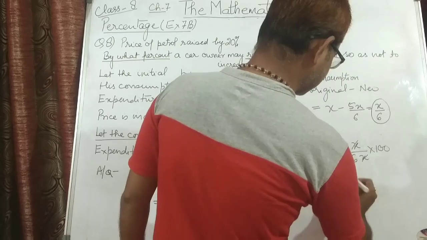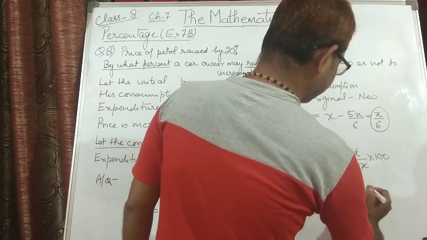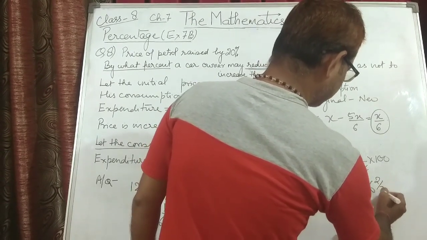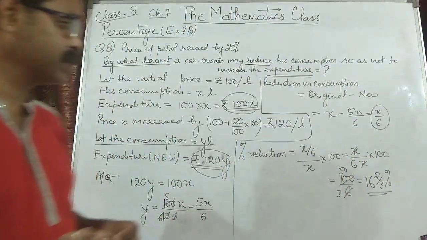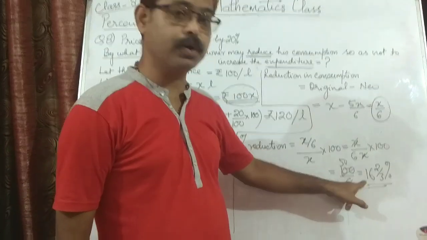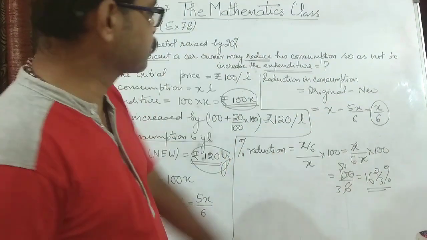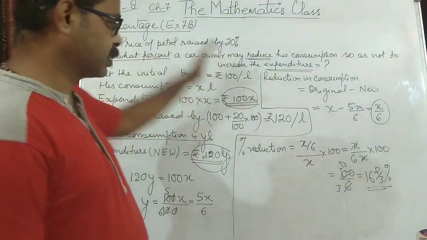100 upon 6 means 2 3s are 2 5s are 50 upon 3. So 50 upon 3 is 16 whole 2 upon 3%. His consumption should be reduced by 16 whole 2 upon 3% of the original in order to maintain his budget, or to maintain his expenditure. I hope this is clear to you.